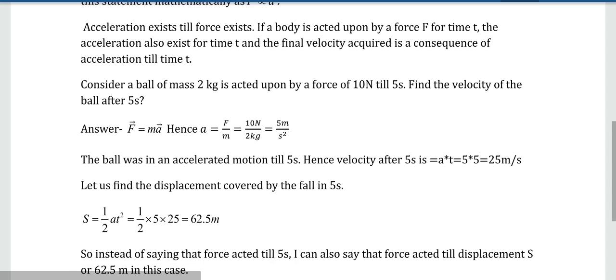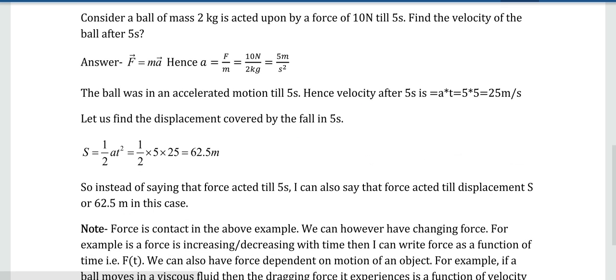Continuing further, I have given a small problem. The problem says to consider a ball of mass 2 kilo, and a force of 10 Newton acts on the ball for 5 seconds. The question is, what is the velocity of the ball after 5 seconds? It's very easy, you can calculate the acceleration. That has been done here.